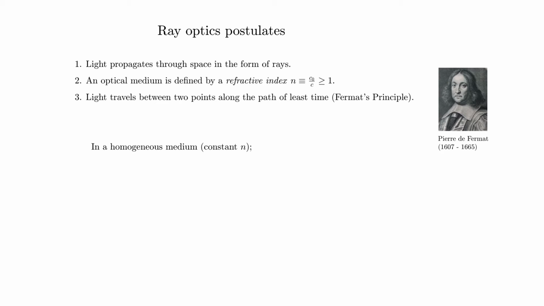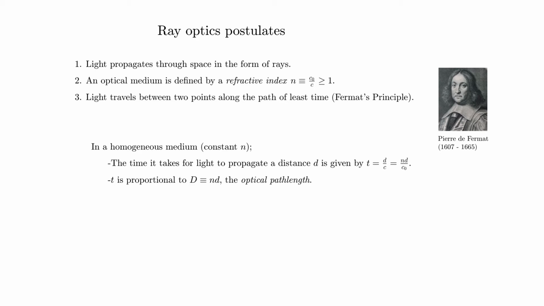For simplicity, let's assume that we are dealing with homogeneous media, meaning they have constant refractive indices. One thing we can say is that the time it takes for light to propagate the distance d is given by the distance divided by the speed of light in the medium, which can also be written in terms of the refractive index. It is then apparent that the time t is proportional to this quantity n times d, which I'll be calling capital D. It is known as the optical path length.